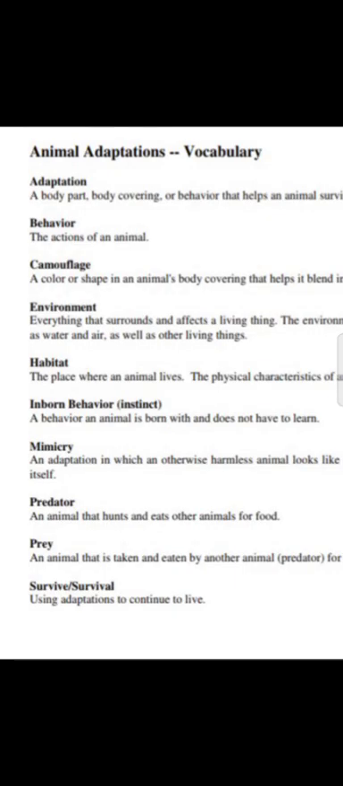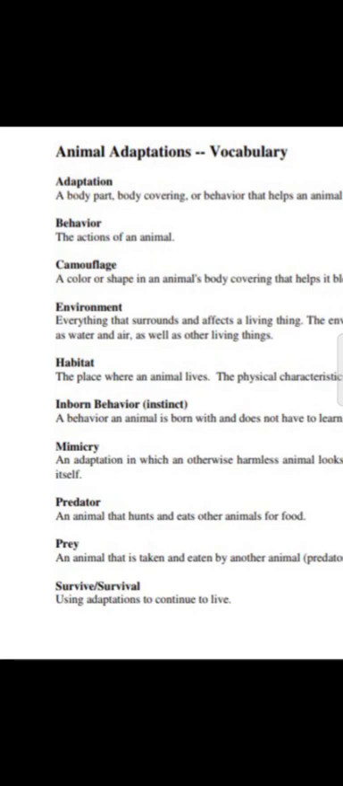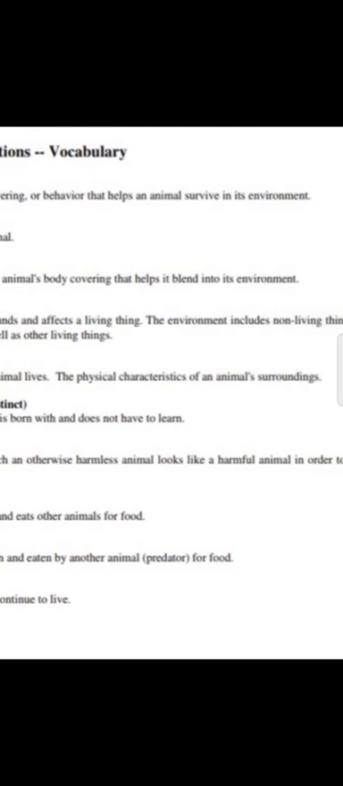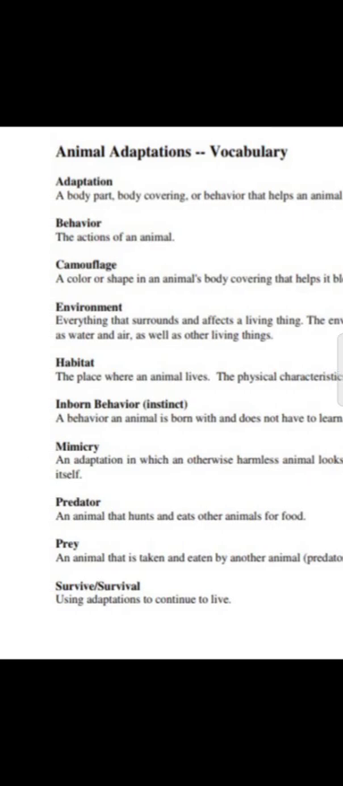So today we studied about terrestrial animals. These are the animals that live on land. We studied about land animals. Let us go through the vocabulary once. Animal adaptation: what is adaptation? You have to write this down in your science copies. A body part, body covering or behavior that helps an animal survive in its environment. Behavior: the actions of an animal.